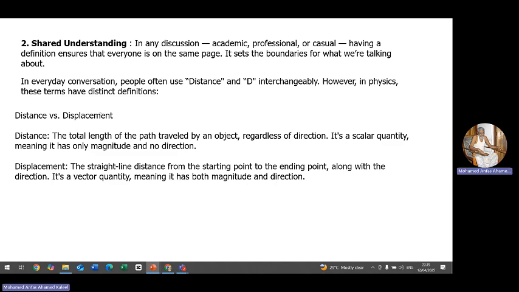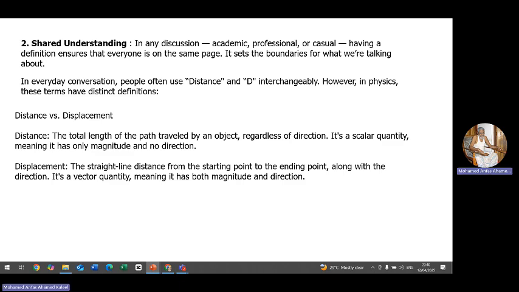So in conversation, we may talk about distance and displacement with a similar meaning, but in physics, by definition, there are distinct definitions. That's why shared understanding should be given by the definitions.